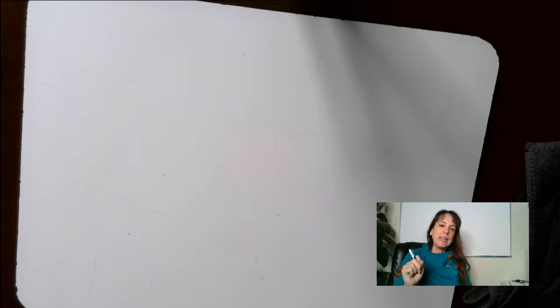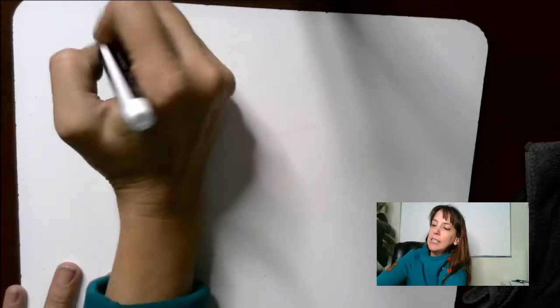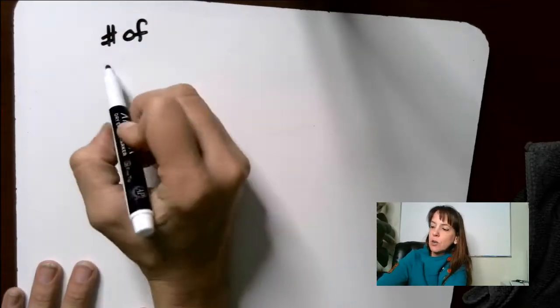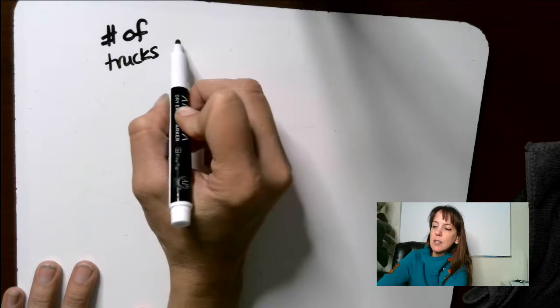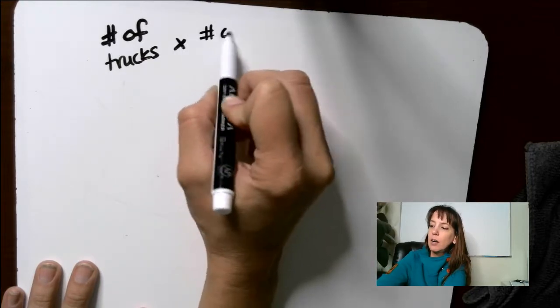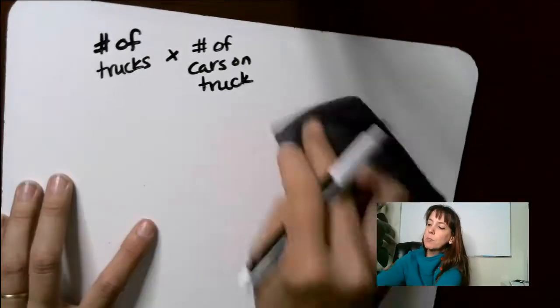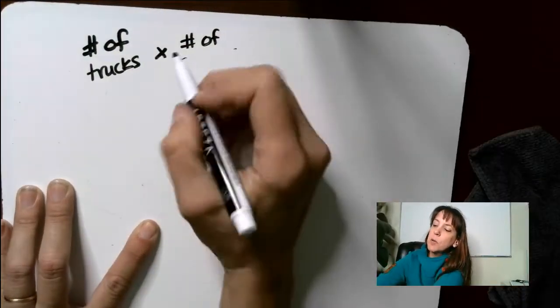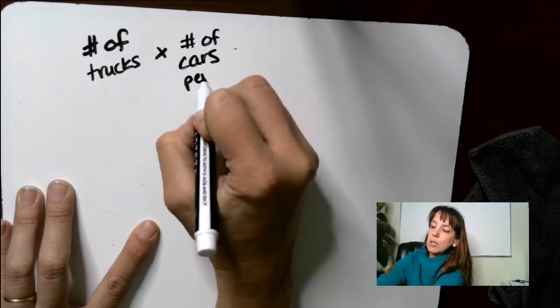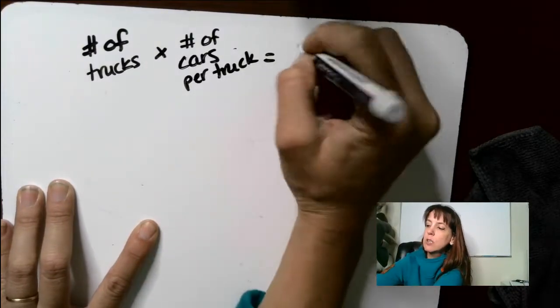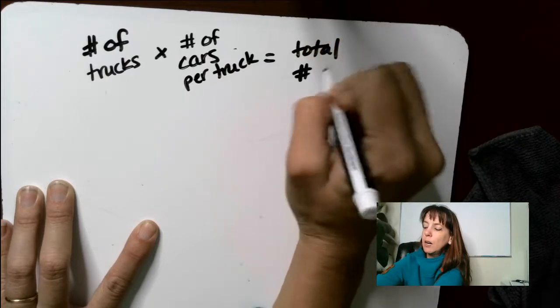So example number 3, every truck carried the same number of cars. 600 new cars were delivered to the dealer by 40 trucks. How many cars were delivered by each truck? All right, every truck carried the same number of cars. So we've got number of trucks times number of cars per truck equals total number of cars.